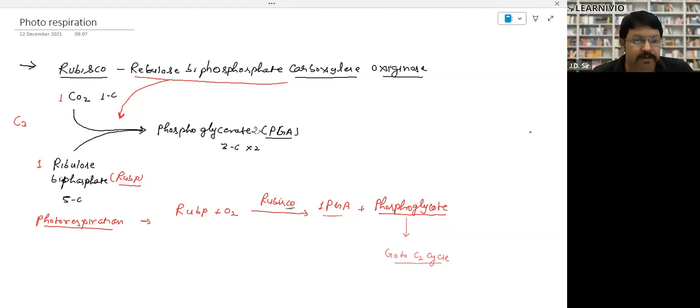Put the heading photorespiration, quickly, and write down this complete reaction. This is the C3 cycle and this photorespiration is the C2 cycle. Note it down and let me know. Let me know when you have noted it down.